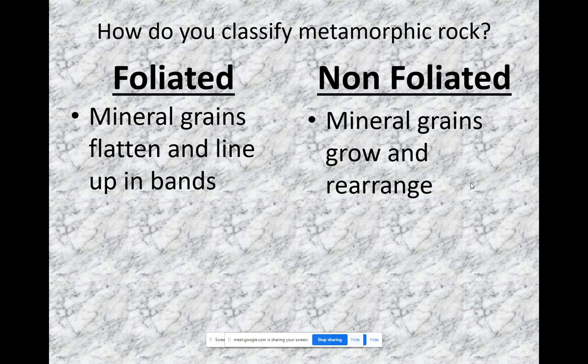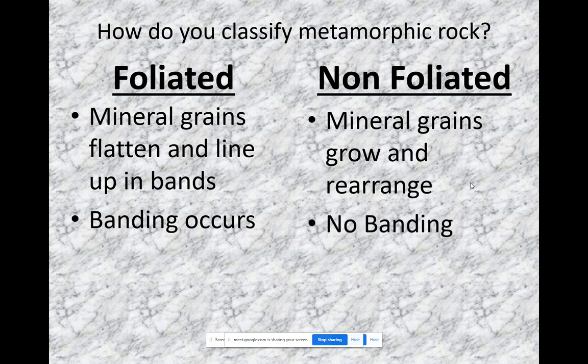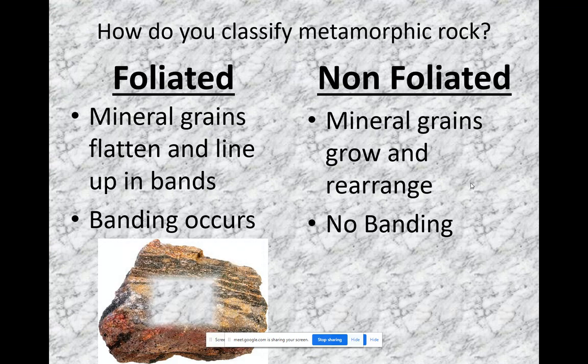Mineral grains flatten and line up in bands. Mineral grains grow and rearrange. There are no bands. And that's from the heat causing the growth there. As you heat things, they generally expand. So, banding occurs, just like we said. And then, just like Kenley said, no banding occurs. Okay. And we get a look.